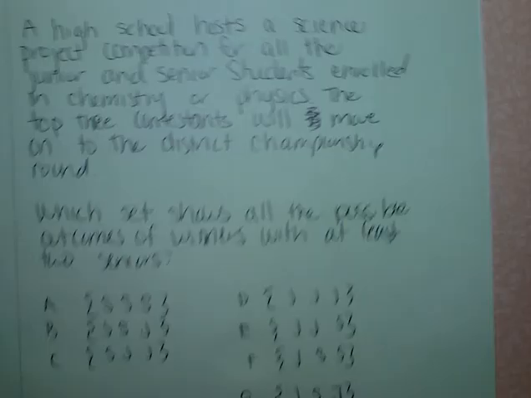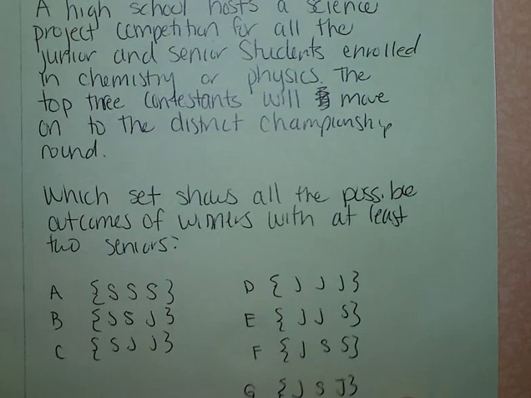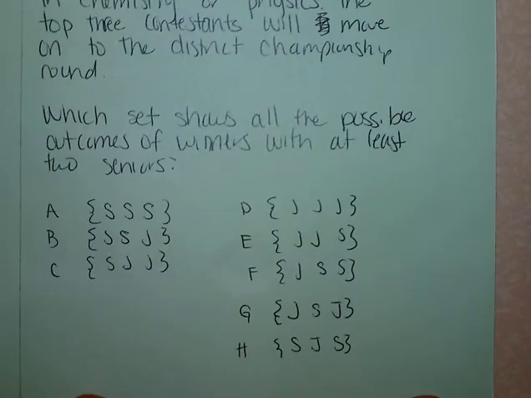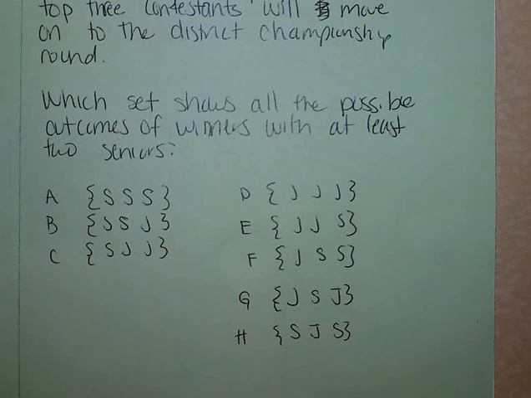Next question is, I want you to analyze the options below in just a second. A high school hosts a science project competition for all the juniors and senior students enrolled in chemistry or physics. So everybody that's currently in chemistry and physics at this campus is going to be required to participate in the science project competition. And the top 3 contestants from Trevor Brown will move on to the district championship round, the top 3. But what are the students that are involved? Only students that are in chemistry or physics, and what grades do you have to be in? Junior or senior. Which set shows all the possible outcomes of winners with at least 2 seniors in it?